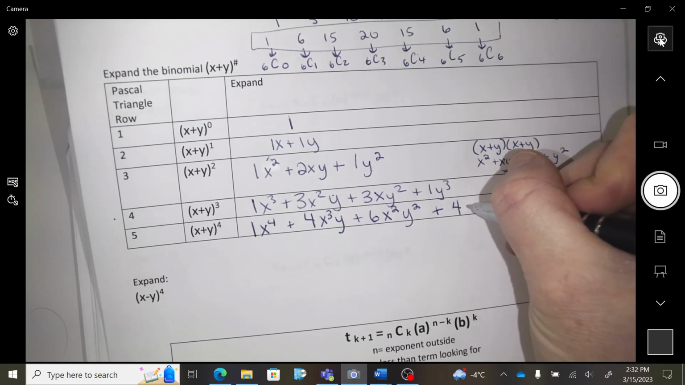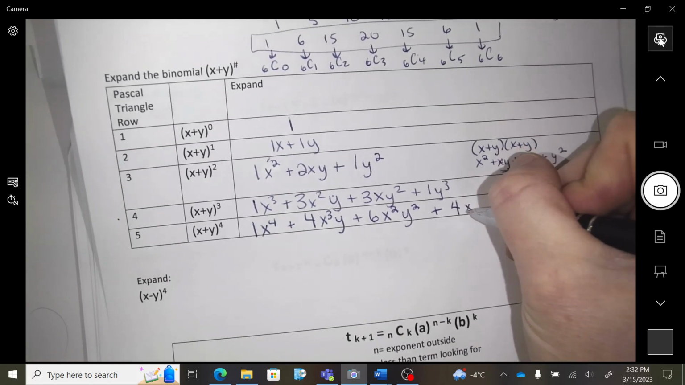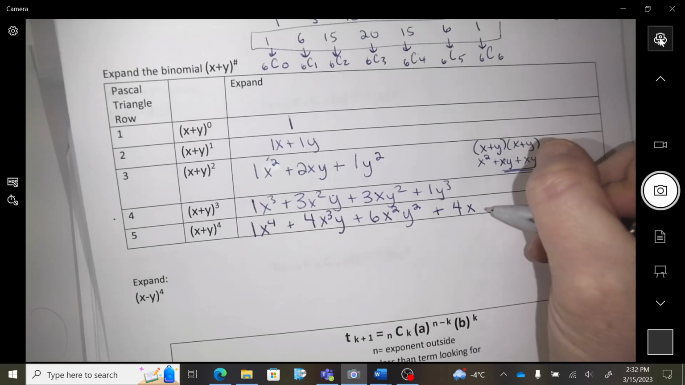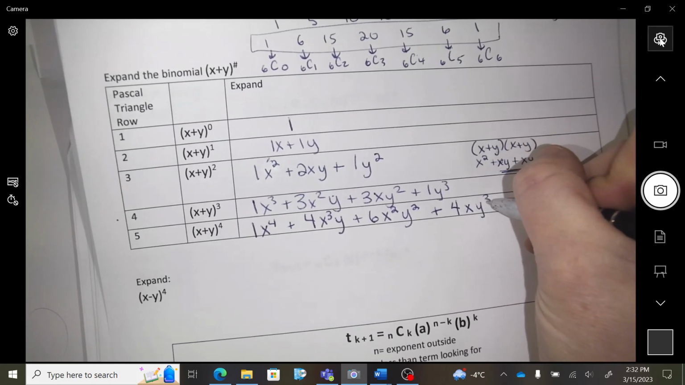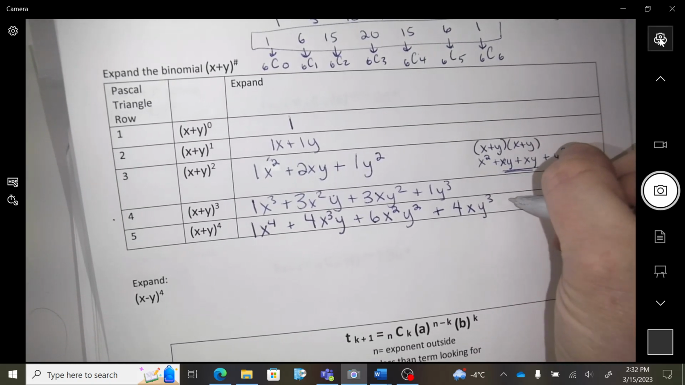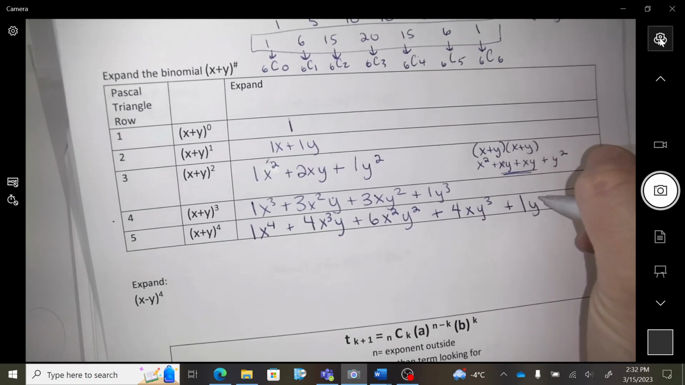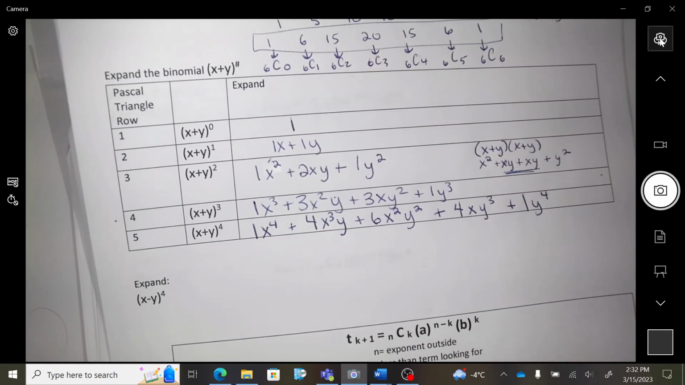4. There's only just one x now. Y cubed. And then the last one is 1 y4. Do you see the pattern?